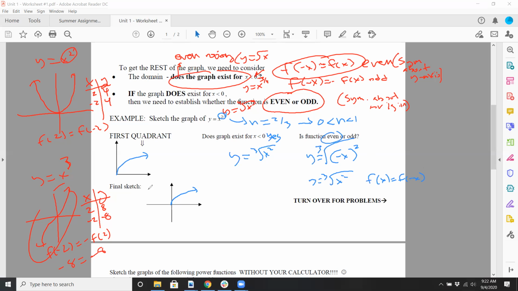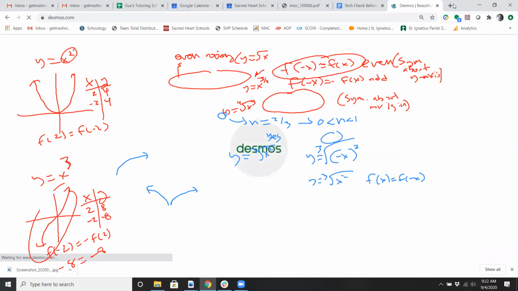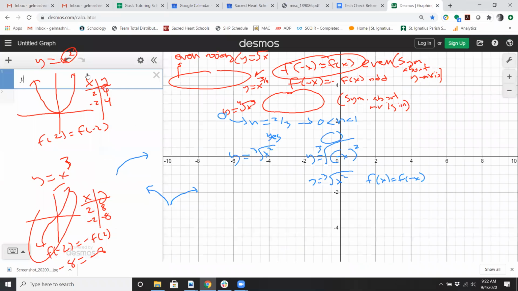So it's going to be symmetric about the y-axis. That's how the graph looks. Okay. And actually, if we were to venture to Desmos, I know it's really messy, but y equals x raised to the 2/3. Yeah, you see, we get that.